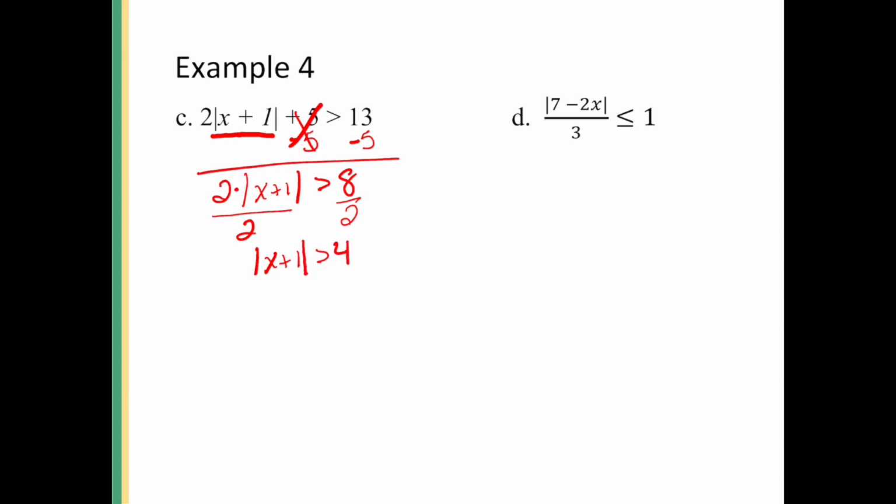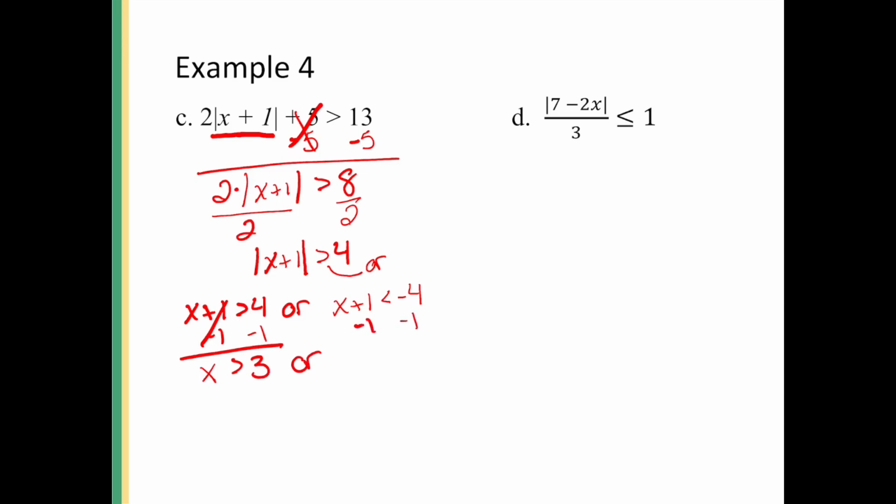And then, oops, my absolute value. We have a greater than sign, so that means or. So we set up two equations. You're going to have x plus 1 is greater than 4, or x plus 1 is less than negative 4. Solve both equations. So subtract 1. X is greater than 3, or subtract 1 here. X is less than negative 5.